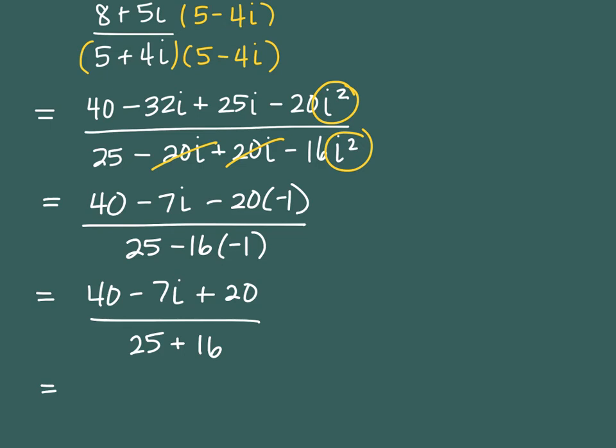So your overall answer combines the 40 from the front and the 20 from the back to be 60. And then the bottom turns out to be 41. So you get 60 minus 7i over the whole number 41.